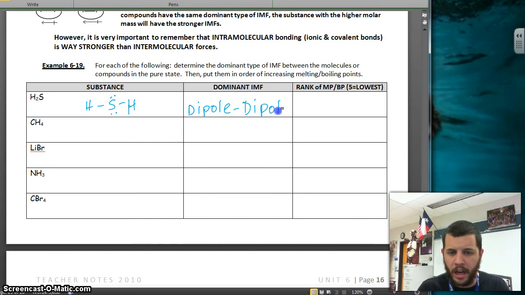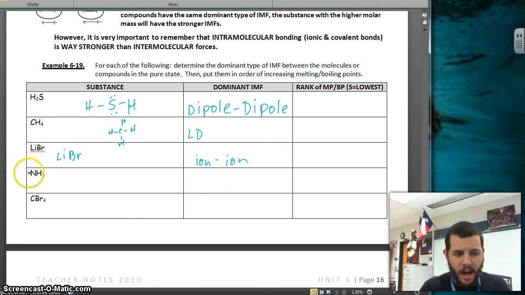CH4, when we draw the Lewis dot structure, I see that it's hydrogen all the way around. Since it's hydrogen all the way around, that means it's nonpolar. All nonpolar molecules experience London dispersion intermolecular forces. Lithium bromide is an ionic compound. I already know that an ionic compound is going to experience ion to ion interactions.